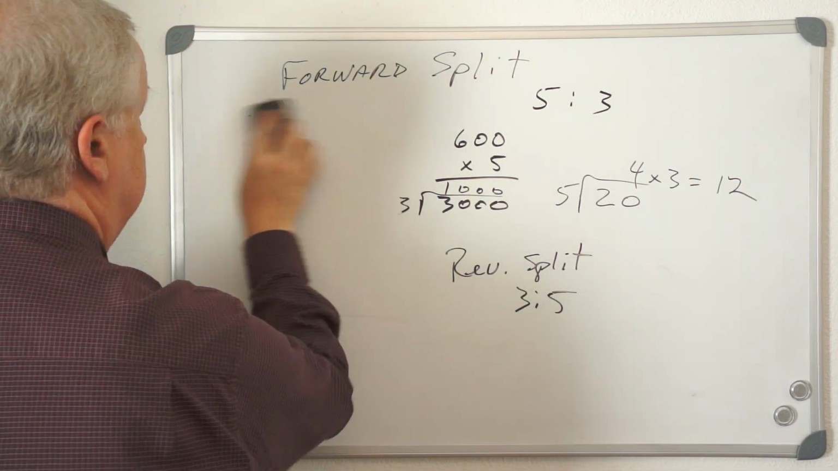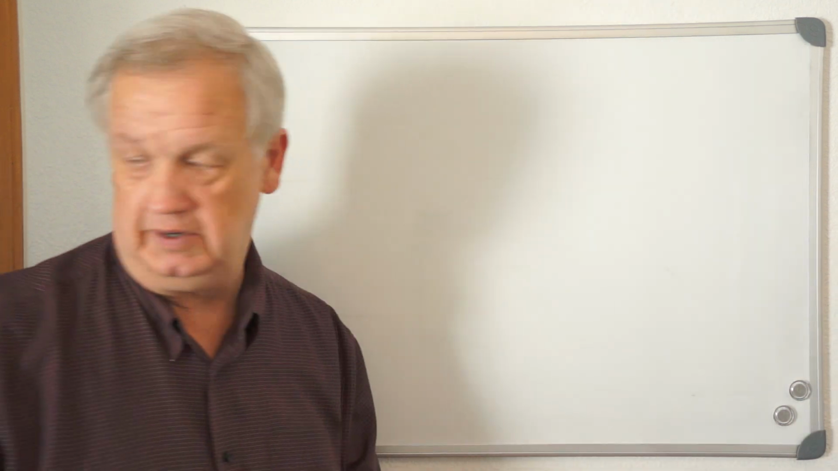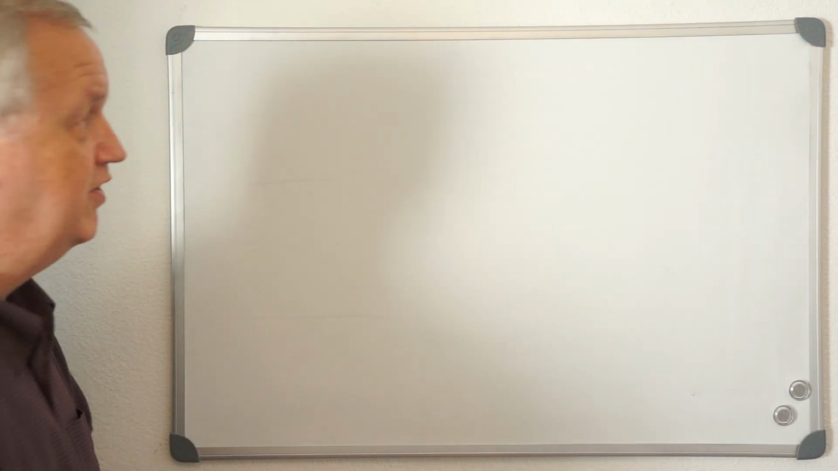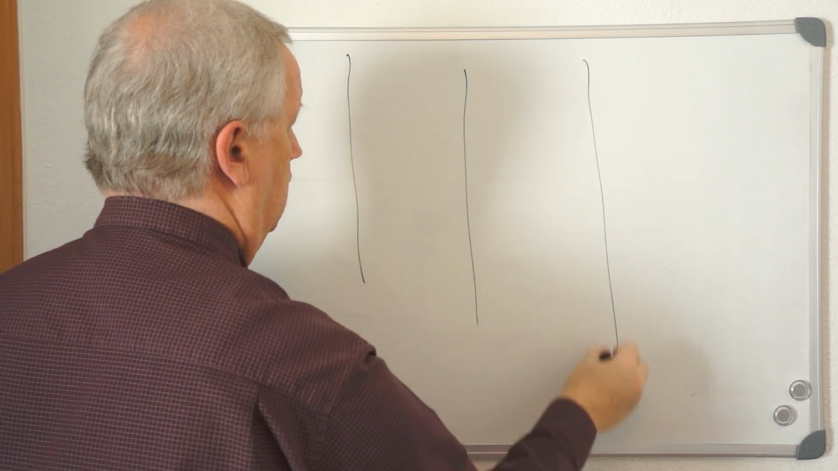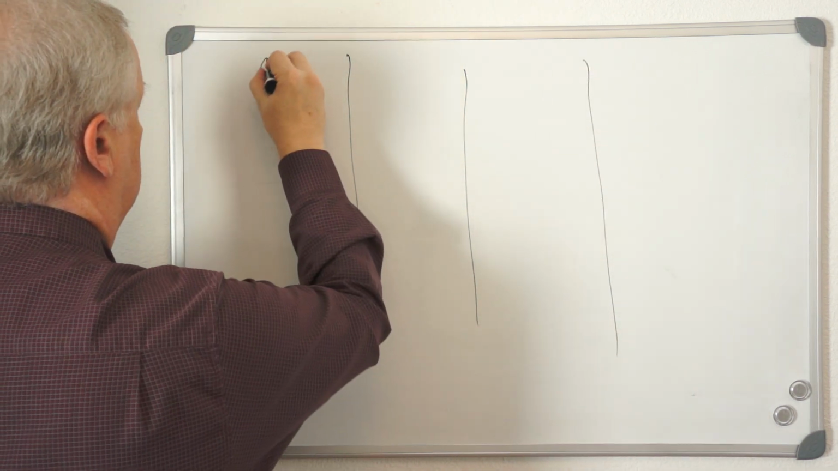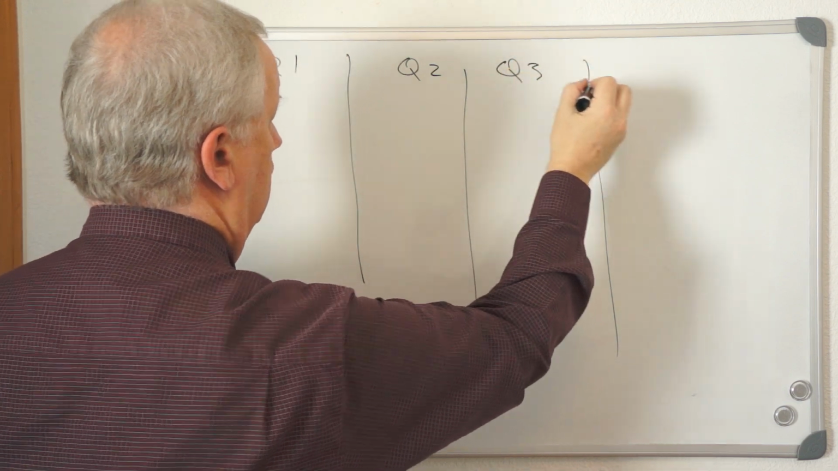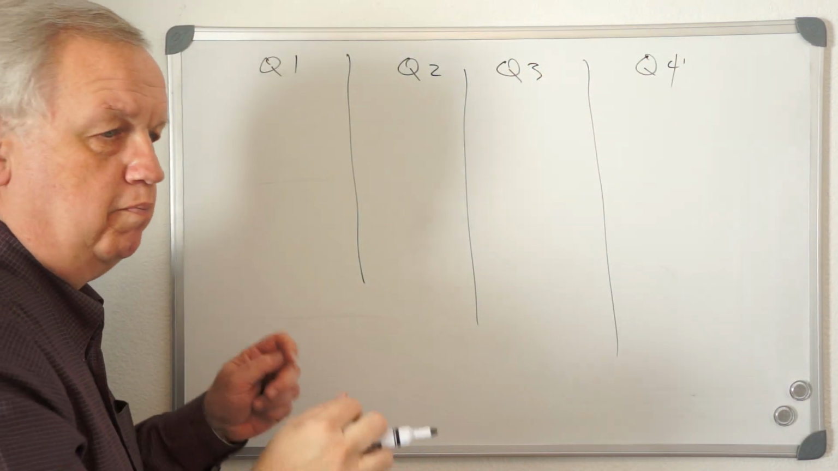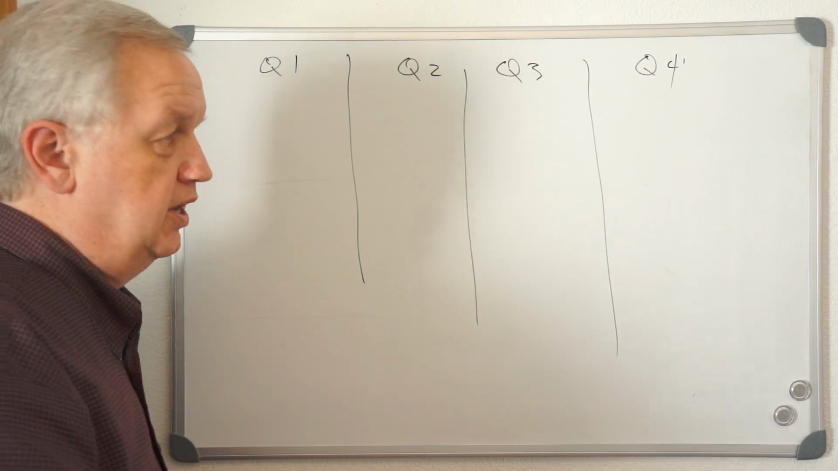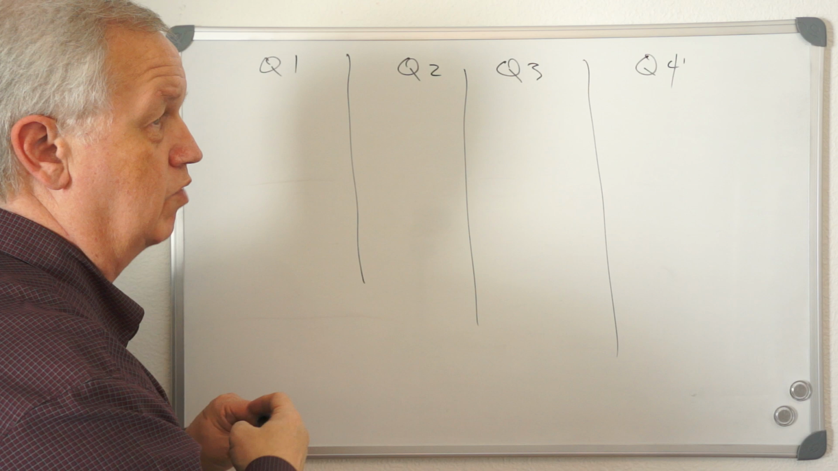Another means to do similar to the forward split is a stock dividend. A stock dividend is every quarter. Every quarter they're going to do a mini split. They're going to issue more shares. They're going to lower the price gradually.